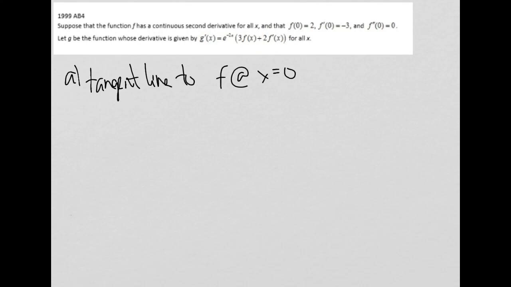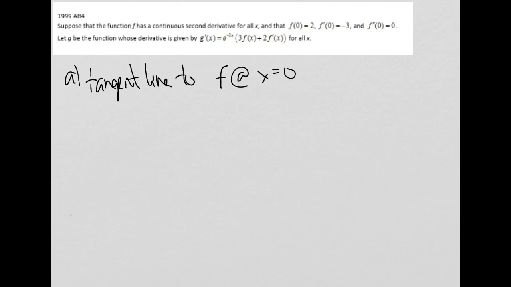Anyway, they give me f of 0, f prime of 0, and f double prime of 0. And then they define a new function g. Actually, they define g prime, and they base it on some information about f. So we'll start with A. They ask for the tangent line to f at x equal to 0.